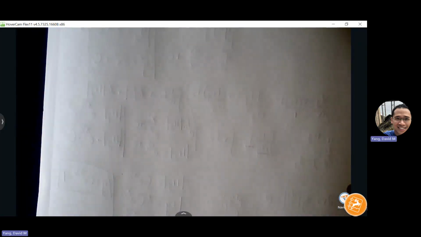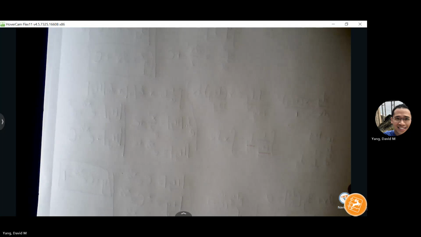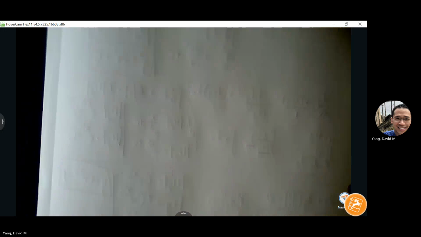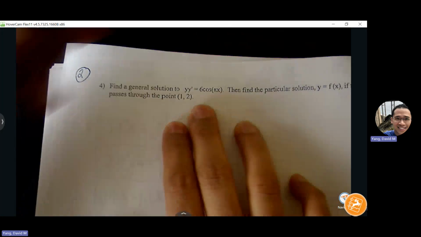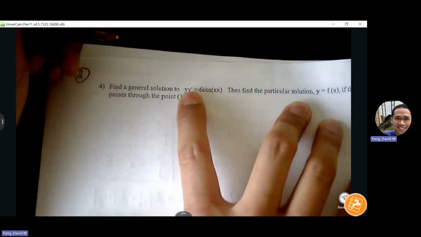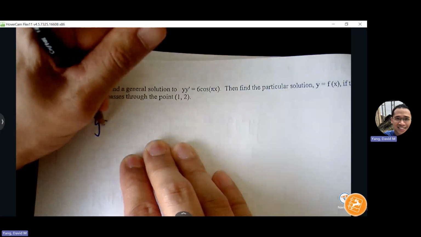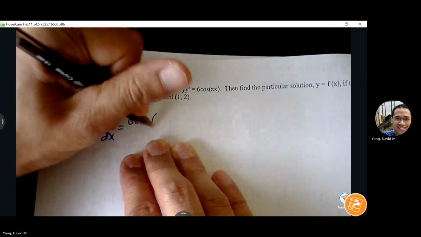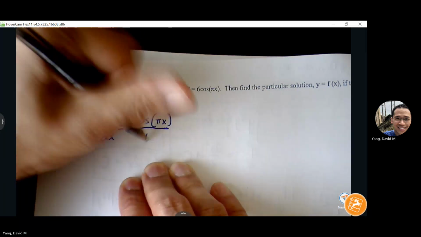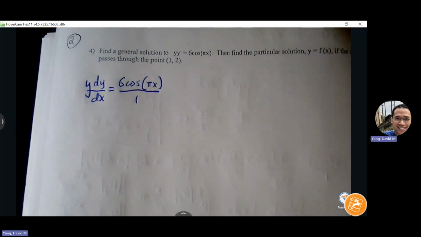Okay, let's see if we can get through number 4 and 5 on page 2. Okay, find a general solution for y prime equals 6 cosine pi x. Again, my first thing is I like to get my y prime to be more descriptive, so I'm going to write it as dy/dx. And I like to cross multiply just so I can get my dy and dx's in their right places.